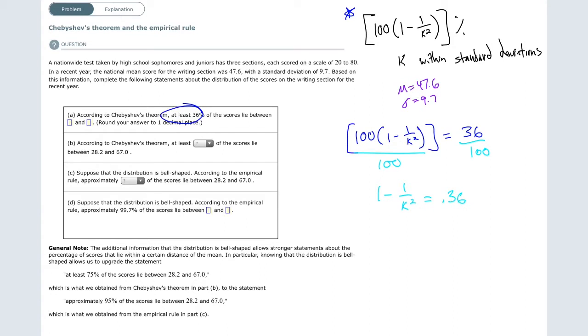So if you wanted to just start right here and do 1 minus 1 over K squared equals 0.36, that's fine. The next thing, if we're solving for K, is to subtract 1 from both sides. So now I have negative 1 over K squared equals negative 0.64. But I don't want to deal with that negative.